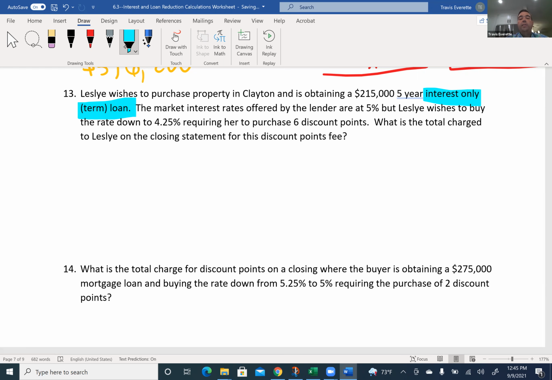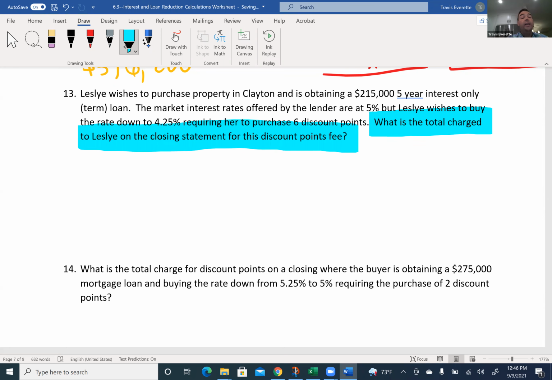The market interest rates offered by the lender are at 5%, but Leslie wishes to buy the rate down to 4.25%. So I know it's probably going to be a discount point question because it's talking about buying the rate down. Requiring her to purchase 6 discount points. What is the total charge to Leslie on the closing statement for this discount points fee? So this is essentially the same question we did just now in number 12.